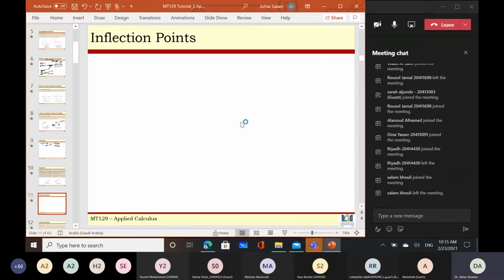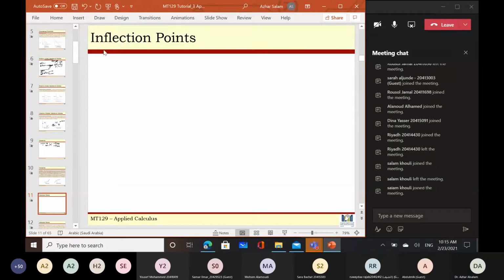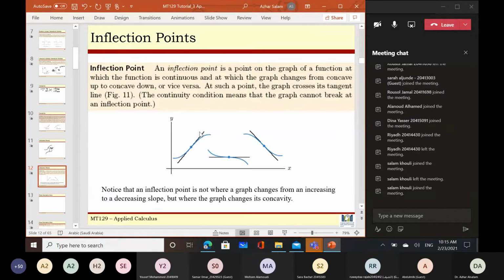The inflection point, we defined it as the point that the function changed the concavity from concave up to concave down. Like that. From concave up, at this point, it will be changed to concave down. This point, I called it the inflection point. Or from concave down, at this point, to concave up. This is also inflection point. And the tangent is crossing the inflection point.